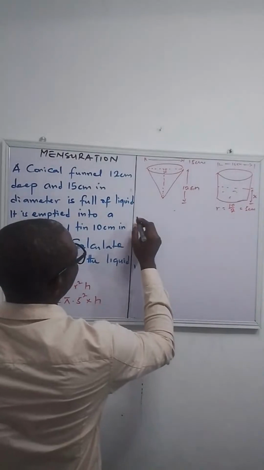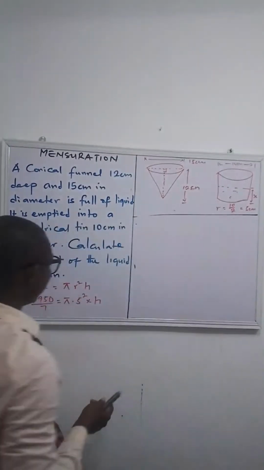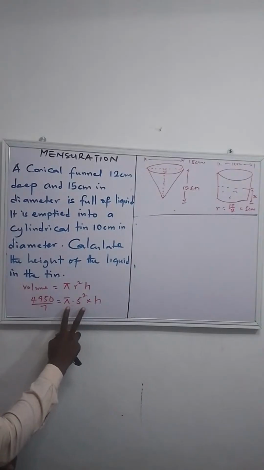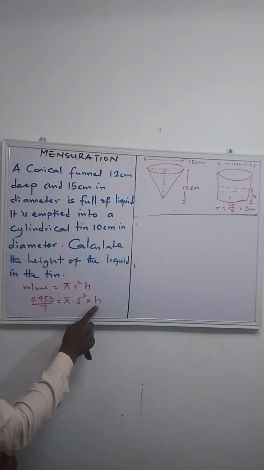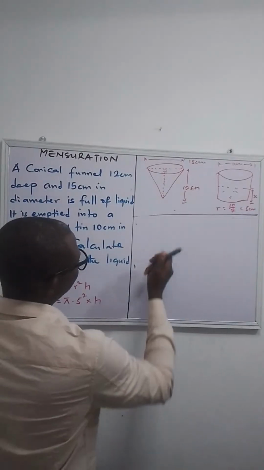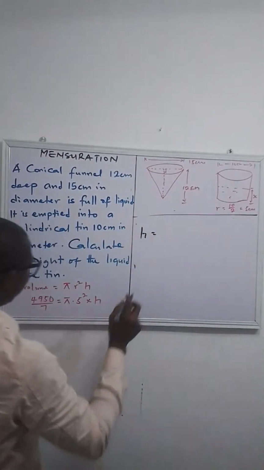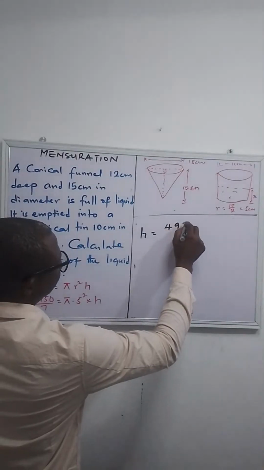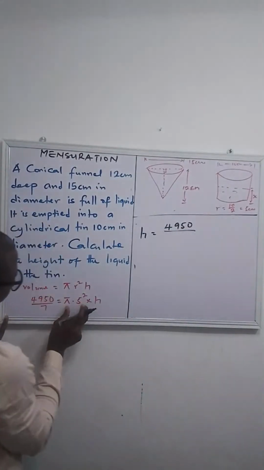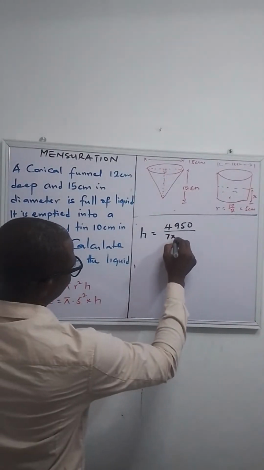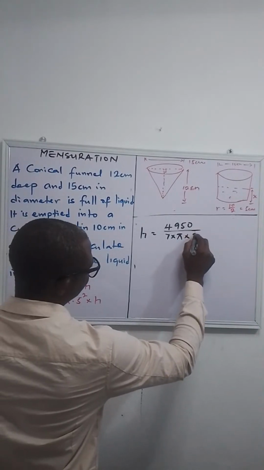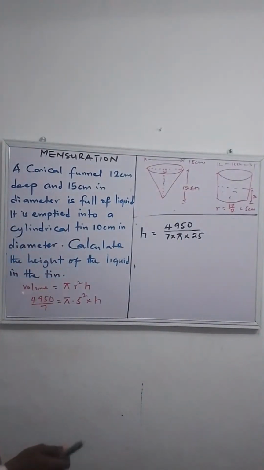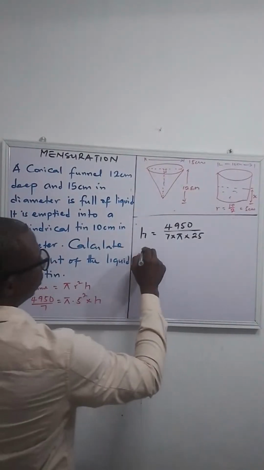All right, so here, now we can divide both sides by pi times 5 raised to the power of 2, so that we isolate h. So we have h equals 4,950 divided by, so this one comes under 7 times pi times 25. Okay, so that's what we have. So now can we get the height now?